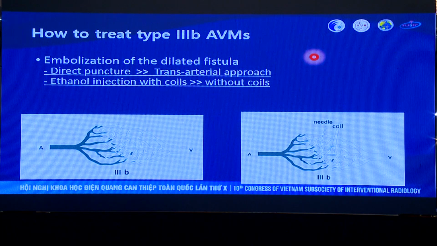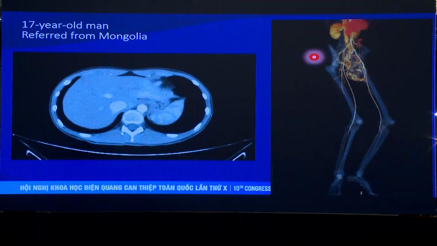Without coil embolization, in the fast venous flow, ethanol alone can be diluted and has no destructive effect on the endothelium.